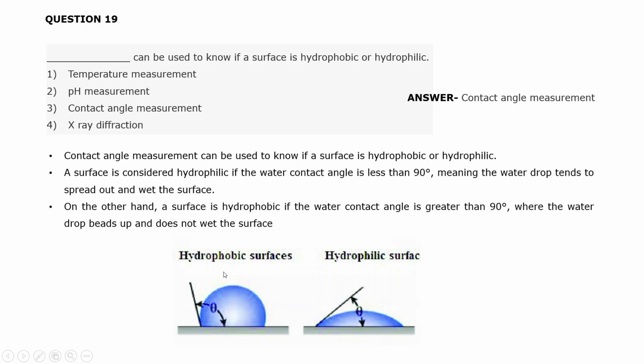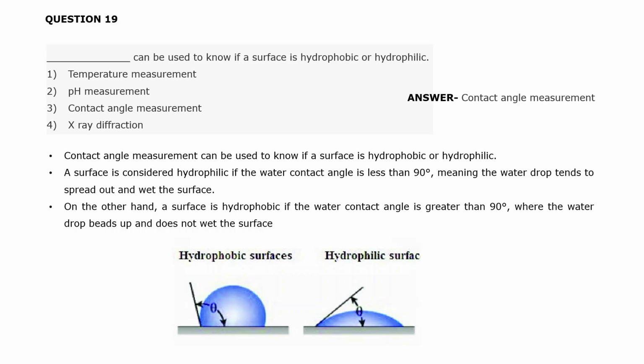Based on the difference in angle that has been generated, you can say whether the surface you are examining is hydrophobic or hydrophilic in nature. And an instrument called a goniometer, or contact angle goniometer, is used. There's a needle, you put a sample there, and there's a surface that you are examining.